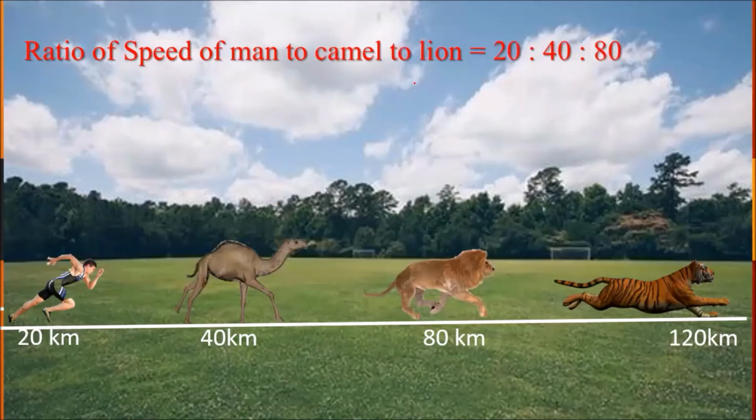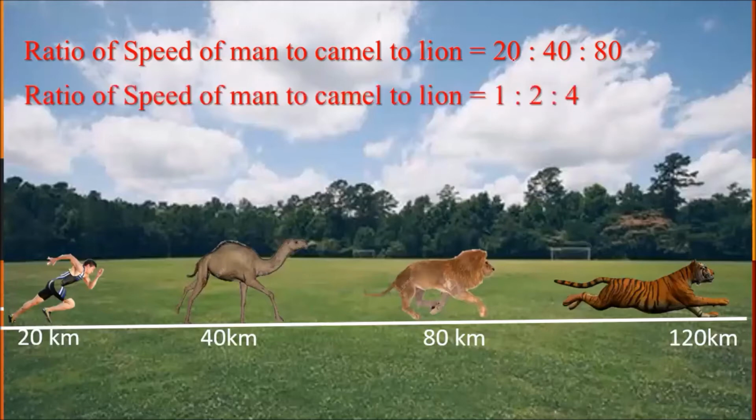So the ratio of speed of man to camel to lion. Now I am taking 3. Man, camel and lion. Man is 20, camel is 40 and lion is 80. So 20:40:80. So I can cancel with the common factor, that is 20. So we write 20 one time, 20 two times, 20 four times. So we write the ratio in simplest form.